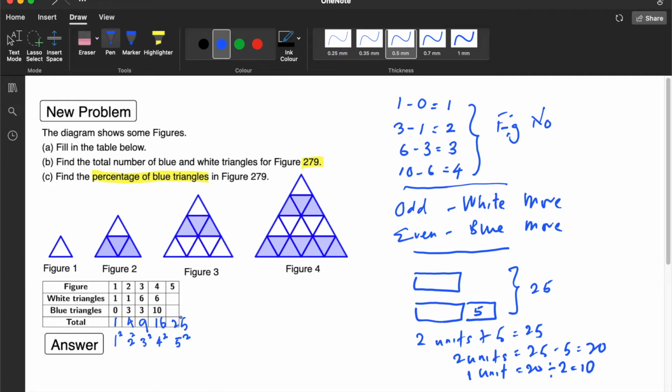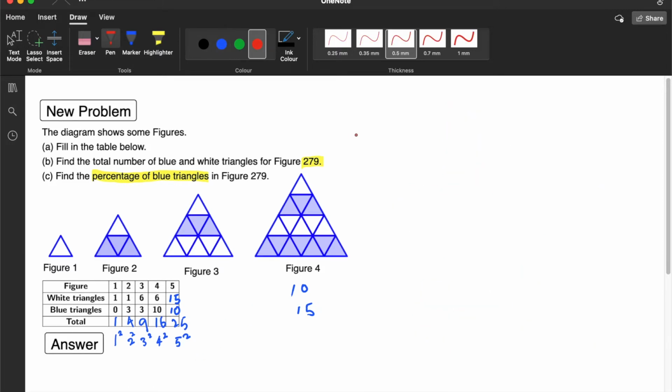So which one will be 10? Is it the white or the blue? 5 is an odd number, so white will be more. So we are going to get 10 and 15. So it is the white that will be 15, because white must be more for an odd figure number. So that completes part A.